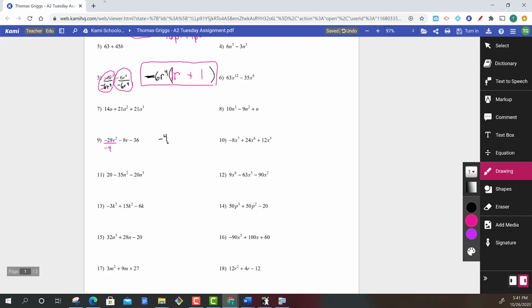So we're going to divide all three terms by just a -4. So that's going to give us a +7 v squared. -8 divided by -4 is going to be a +2 v. And -36 divided by -4 is a +9.